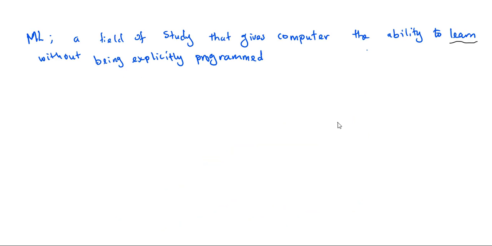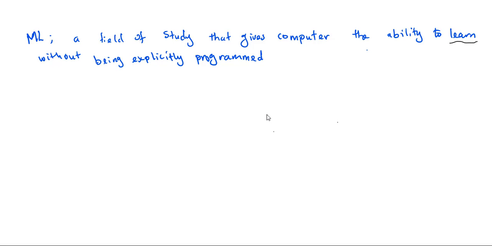So let's go back to the definition of machine learning by Arthur Samuel. Samuel once again said it is a field of study that gives computers the ability to learn without being explicitly programmed. So from this definition, how does the computer actually learn? A computer program is said to learn from experience E with respect to some class of task T and performance measure P, if its performance at task T, as measured by P, improves with experience E.